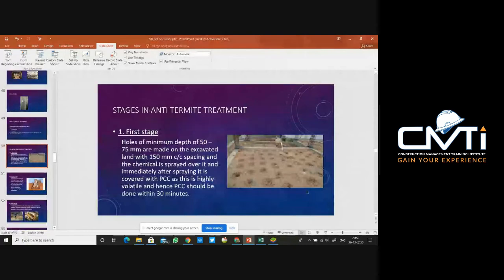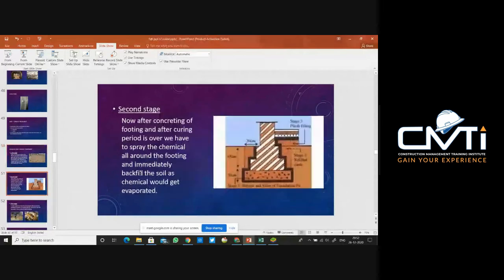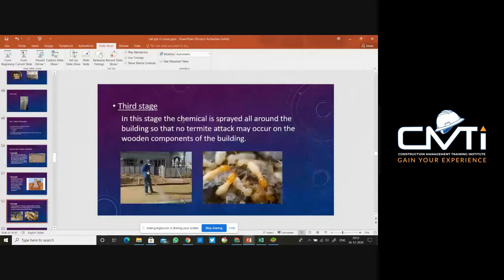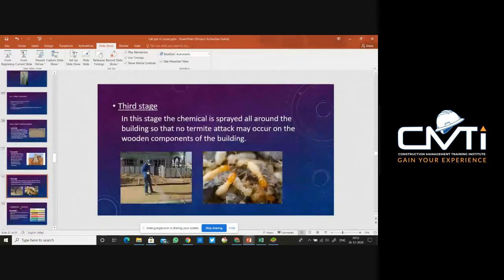Then you have to dig the holes, and then you have to pour the anti-termite there. Then you have to put the anti-termite at the side also. Then you have to also spray the anti-termite all over the building. So these are the three stages.